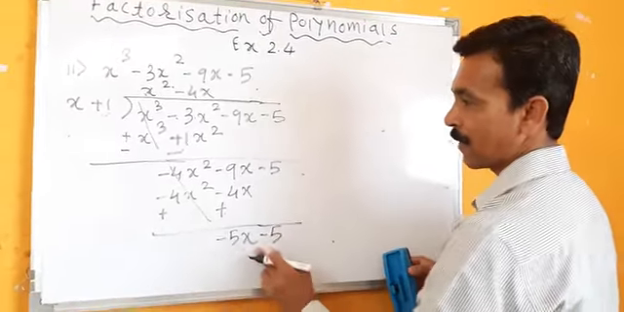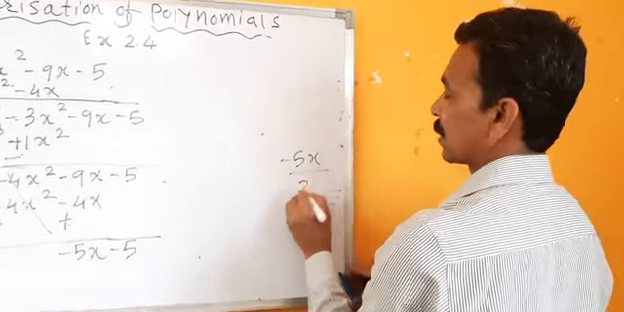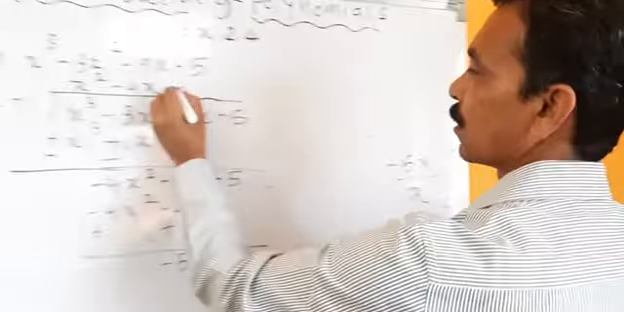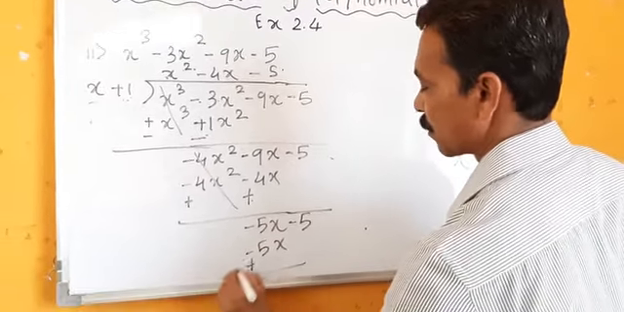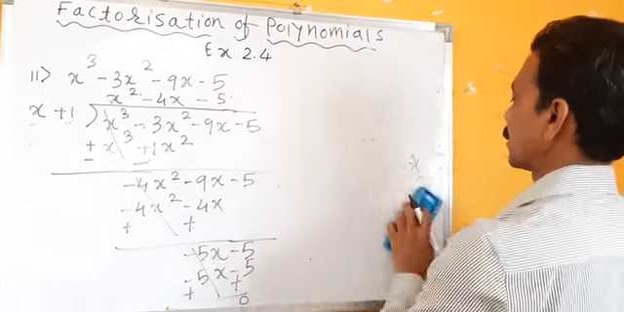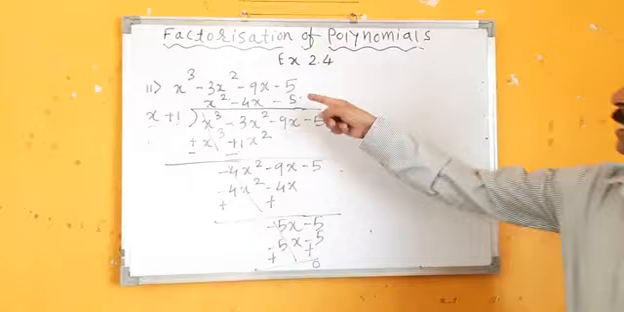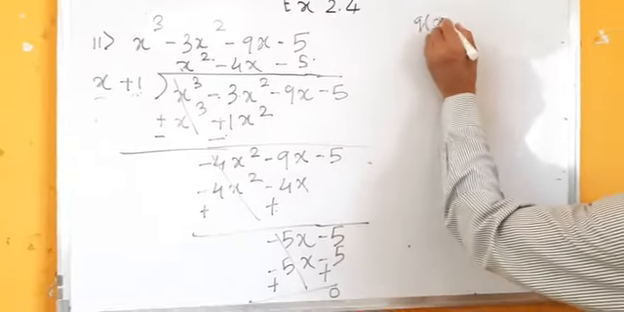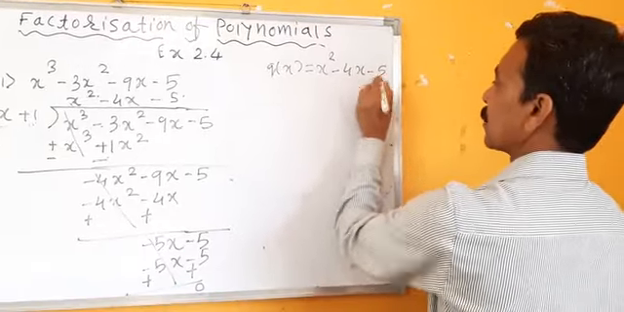Now we will take minus 5x and divide by x. See here. Minus 5x divided by x. What is left? Minus 5 in the quotient. This is plus. Multiply minus 5 with plus 1. Minus 5 into 1 is minus 5. What is the remainder? 0. But this is not the final answer. This is the quotient. Q of x is equal to x square minus 4x minus 5.